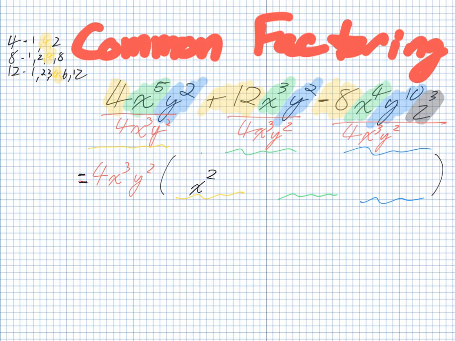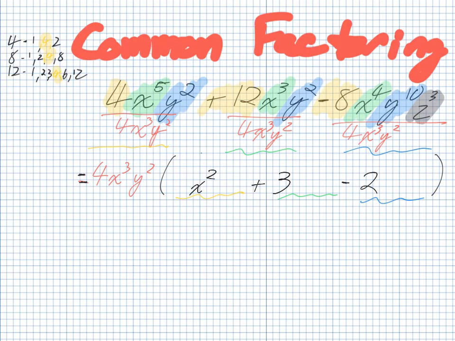Our next value, what is positive 12 divided by positive 4? 3. Yeah, so we're going to write positive, because it is positive 3. And then x cubed cancels out, right? Makes a 1. Y squared cancels out, makes a 1. Great, so the term just becomes 3. Finally, negative 8 divided by 4. And negative 2. Great, so we're going to say negative 2.